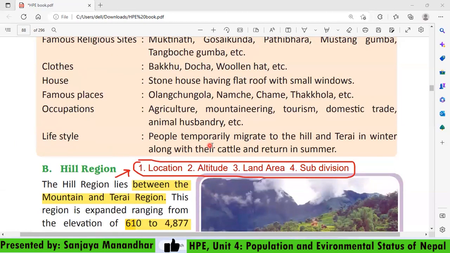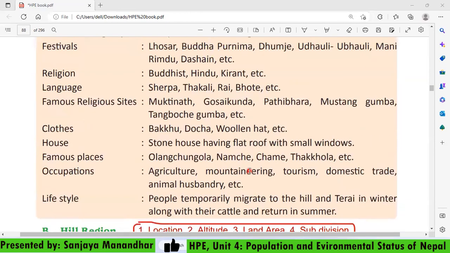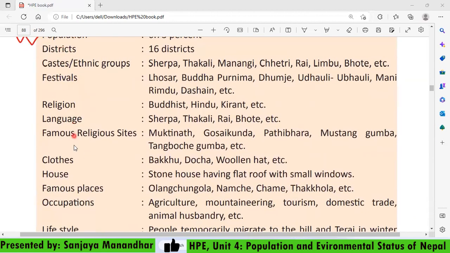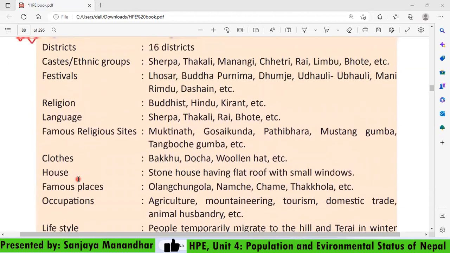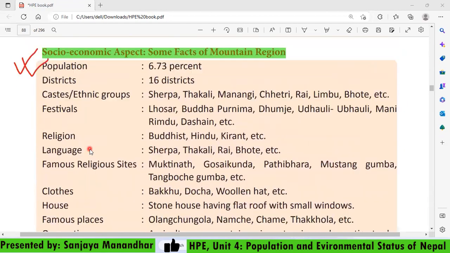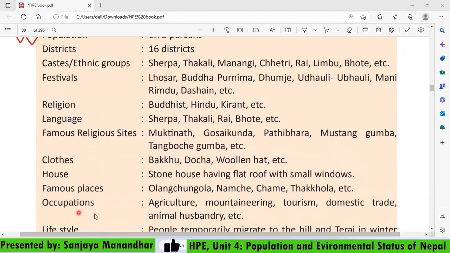And lifestyle: people temporarily migrate to the hill and Tarai in winter along with their cattle and return in summer. Okay, so if you remember these points, you can easily remember the socio-economic aspect. Economic aspect means occupation, what type of economic activities they do: the major occupation, animal husbandry and tourism, and other agriculture, mountaineering and others.